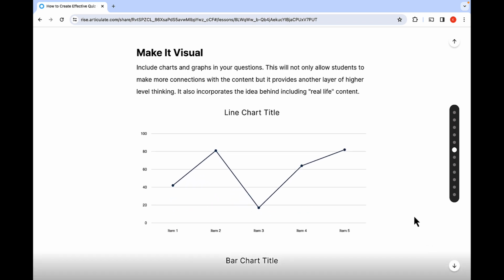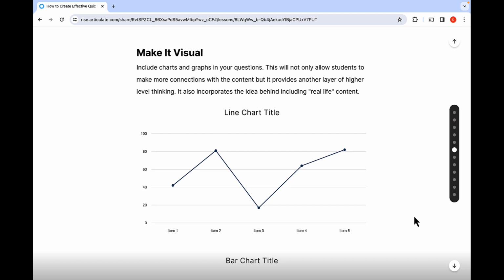Now let's talk about making it visual. Incorporating visual elements such as charts, graphs, and diagrams into quizzes can greatly enhance student understanding and engagement. Visual aids can help students grasp complex concepts, identify patterns, and interpret data more effectively.